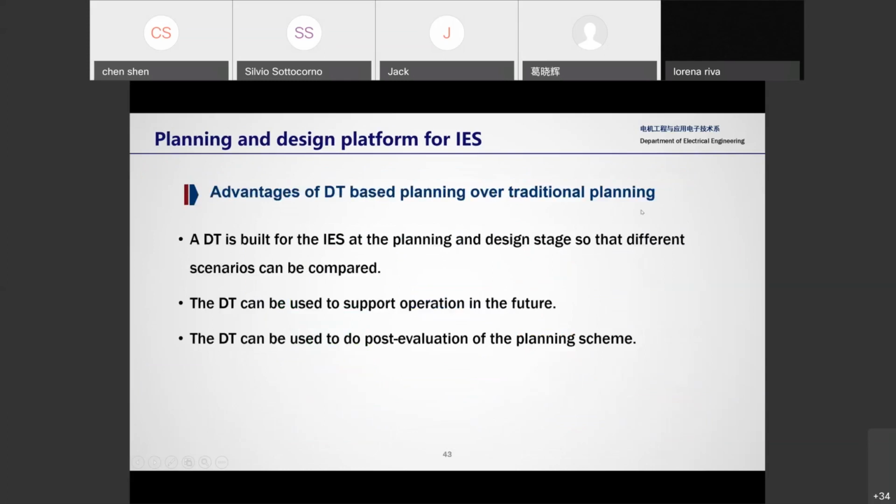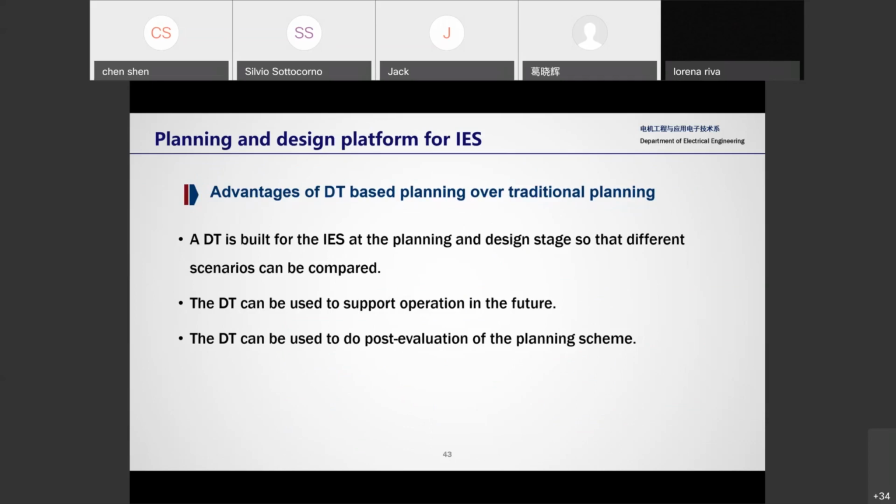Some people just ask me why you need a digital twin to do the planning. What's the advantage of DT-based planning over traditional planning? I would say a DT is used for the IES at the planning and the design stage so that different scenarios can be compared and we can choose the best one from a couple of preliminary schemes.